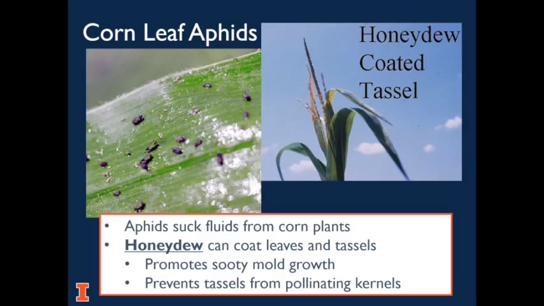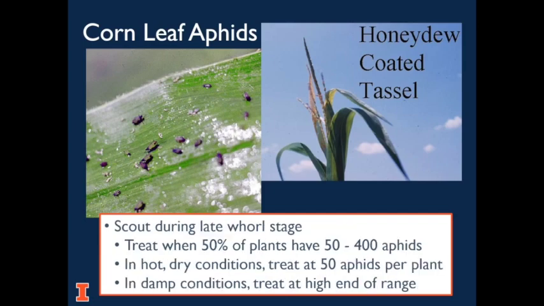Cornleaf aphids arrive in Illinois cornfields in mid to late June and are most damaging in hot, dry weather. Scout for cornleaf aphids before plants tassel. The aphids can be found on leaves, but they also hide in the whorls, so don't forget to check there. Treat for aphids when 50% of the plants, during the late whorl to early tassel stage, have 50 to 400 aphids per plant. This seems like a wide range, but it lets you bring other conditions into your decision making.